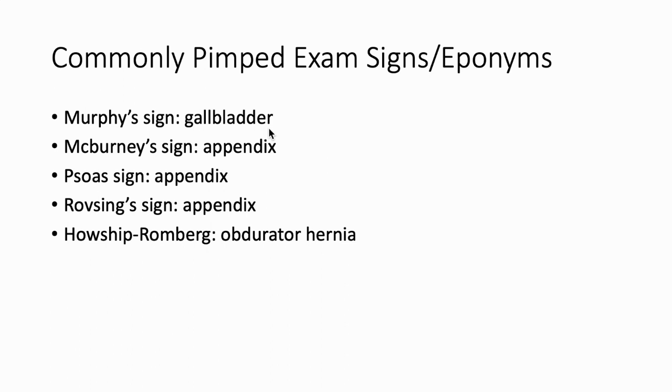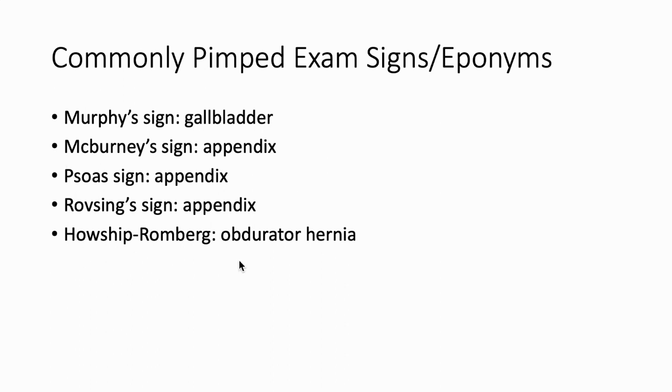McBurney sign is pain in the right lower quadrant, essentially two-thirds of the way between the ASIS and the umbilicus, and that's classic for appendicitis. Psoas sign is also appendicitis. How I do that is I have the patient lift their right leg off the bed while I push on their knee. If that causes irritation, their appendix is probably posterior, and pushing against or irritating the posterior parietal peritoneum back there. And then Rovsing sign is when you press on the left lower quadrant and they have pain in the right lower quadrant, which again just signifies an inflamed appendix.